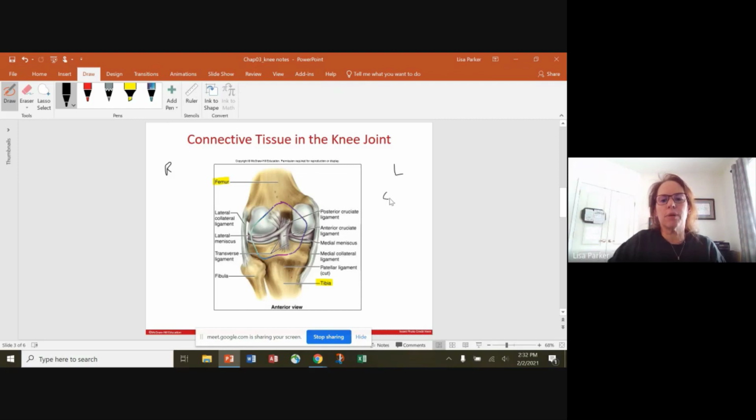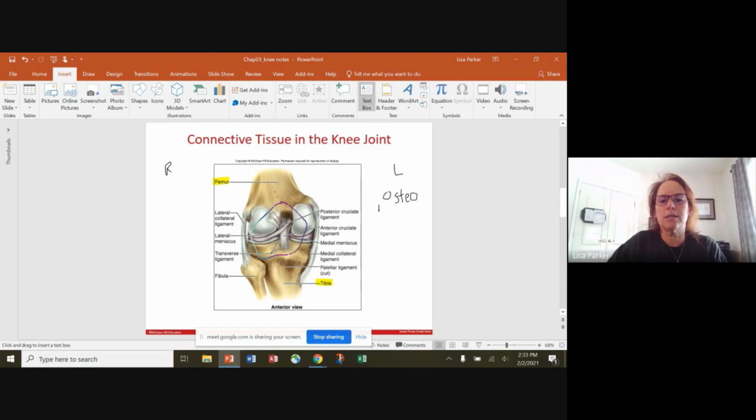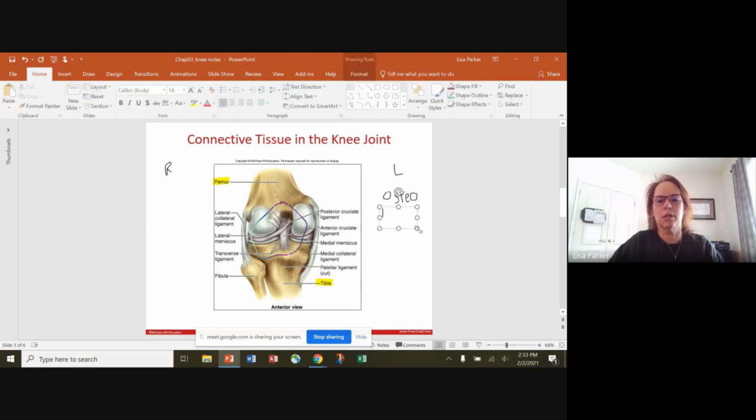So we have that term osteo. Let me try and type it here. My handwriting is terrible with the mouse, sorry. Osteo means bone. See if I can get a text box in there. That would be better, right? Osteo means bone. So we have osteoblasts and osteocyte, and then an osteoclast.